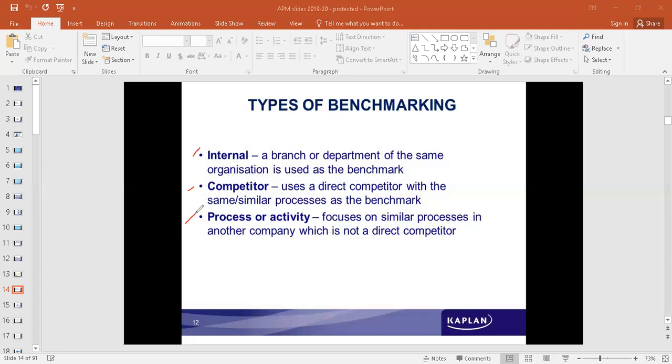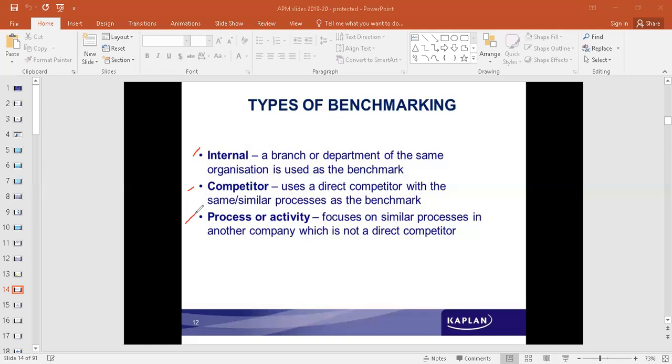We can also see that benchmarks can be selected from among the competitors. One competitor who has done well, their performance becomes the standard, and the performance of other competitors will be measured in comparison with the performance of the standard.